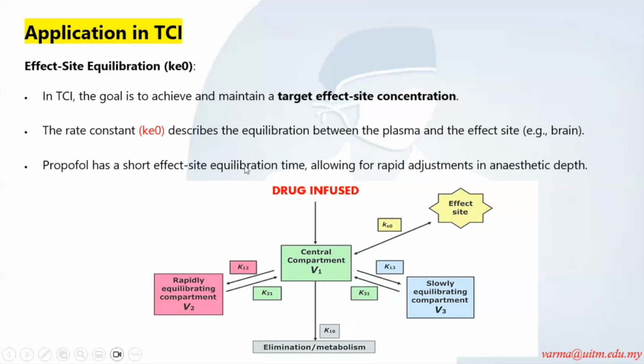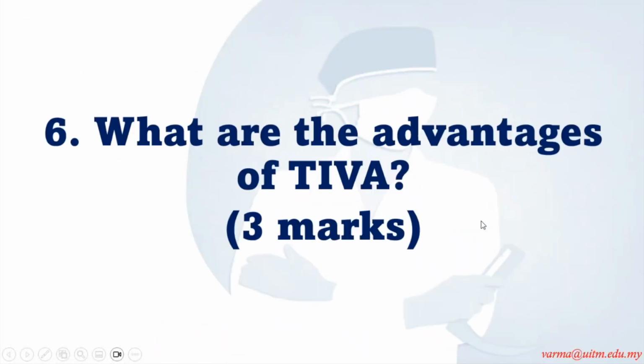Propofol has a short effect site equilibration time. It means from central to effect site it is very fast, allowing for rapid adjustment in anesthetic depth, for onset and offset. Let's say the central compartment has a higher concentration of Propofol, there will be a larger gradient, and it will go to the brain very fast. Let's say you turn off the Propofol infusion, the central compartment concentration drops, and the effect site will be higher while central will be low, so there will be re-equilibration, with redistribution from effect site to central, and the patient will wake up. So that's what allows for rapid adjustment in anesthetic depth. Hope this is clear. Okay.